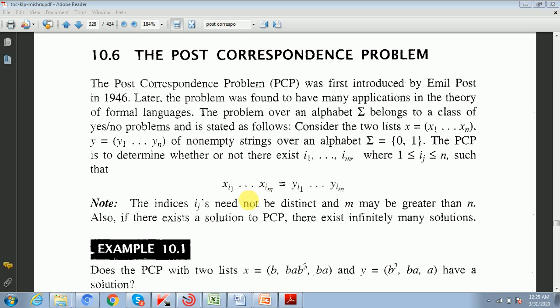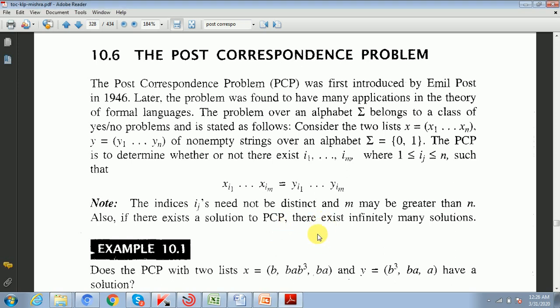But only one thing: whatever xi is placed, the corresponding yi needs to be placed. You may repeat or extend any number of times, and you may randomly place any xi, but the corresponding yi needs to be placed. At last, if LHS is equal to RHS, we conclude the PCP has a solution.